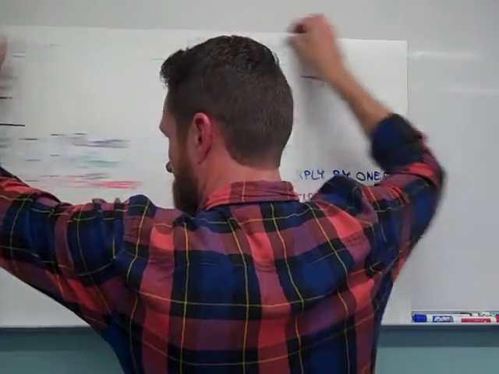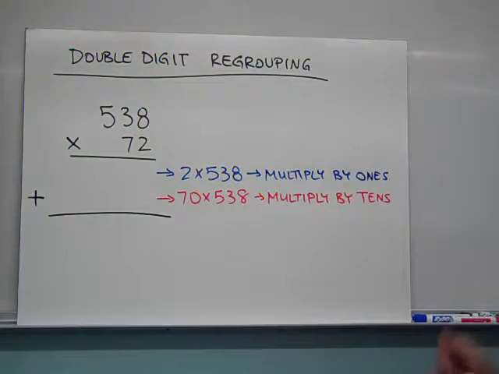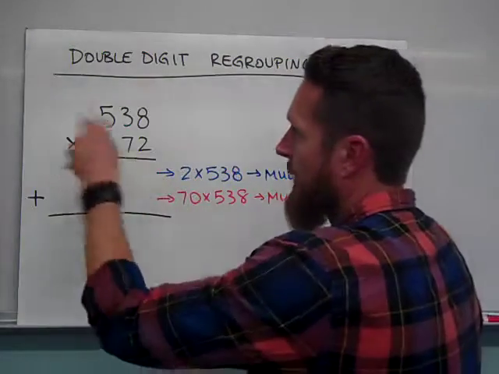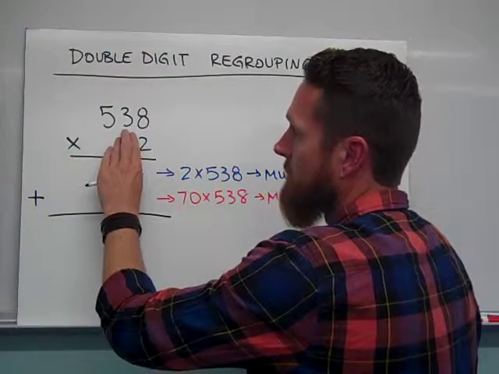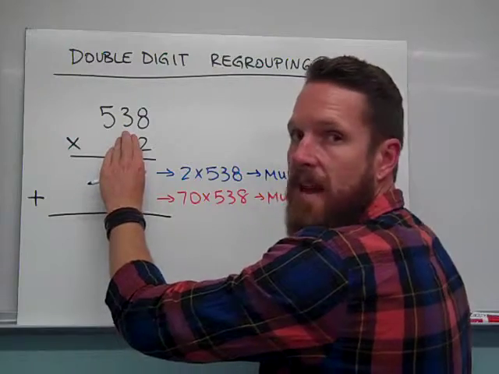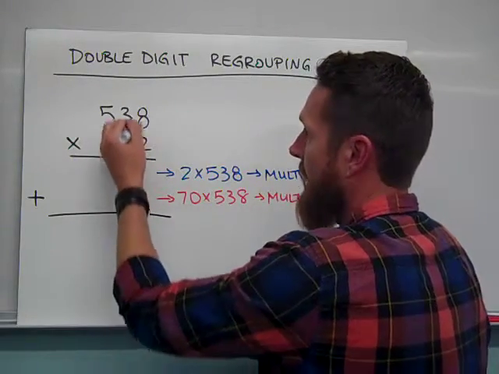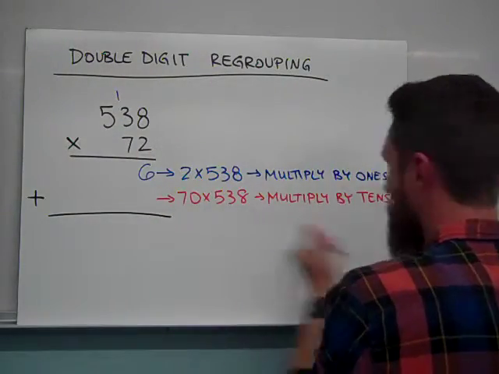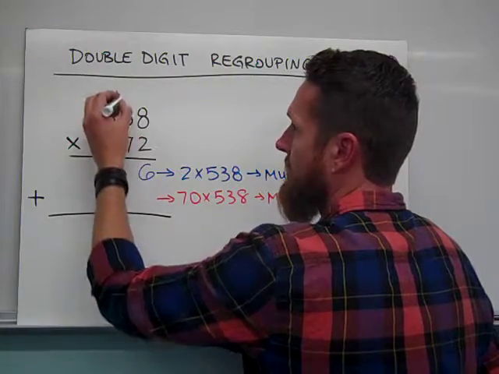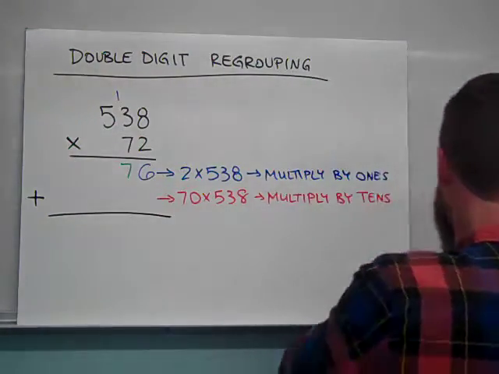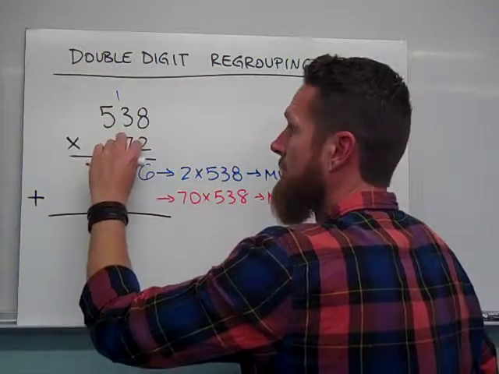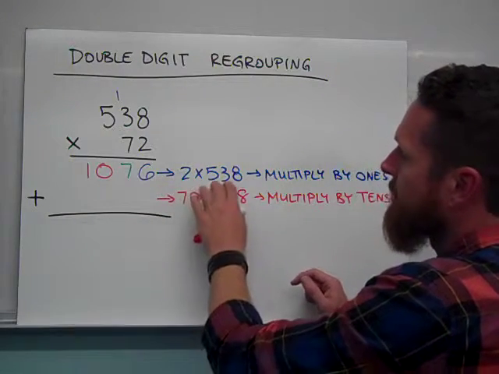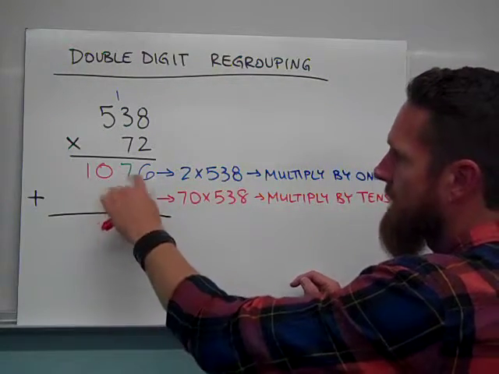All right. Double digit, regrouping. So you need to regroup when you do the double digit. Just like we did with the single digit, we're going to do that same kind of thing right now. So I'm going to say 8 times 2, 16, carry the 1. 3 times 2 is 6, plus 1, 7. There's no carry. 5 times 2, 10. I got 1,076. If I multiplied 538 times 2, I should get that number.